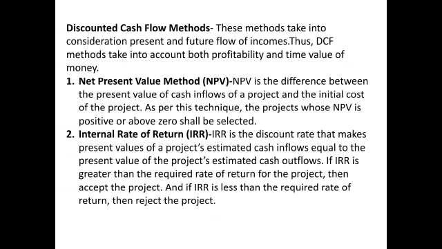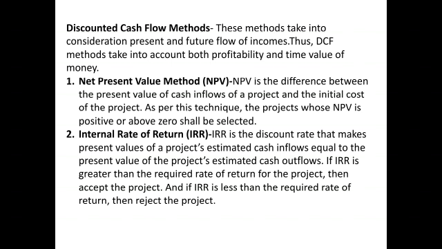We have discounted cash flow methods. In these methods, we take into account the present and future flow of incomes. Thus, discounted cash flow methods take into account both profitability and time value of money. Under discounted cash flow methods, we have net present value method, that is NPV. NPV is the difference between the present value of cash inflows of a project and the initial cost of the project. As per this technique, the projects whose NPV is positive or above zero shall be selected.